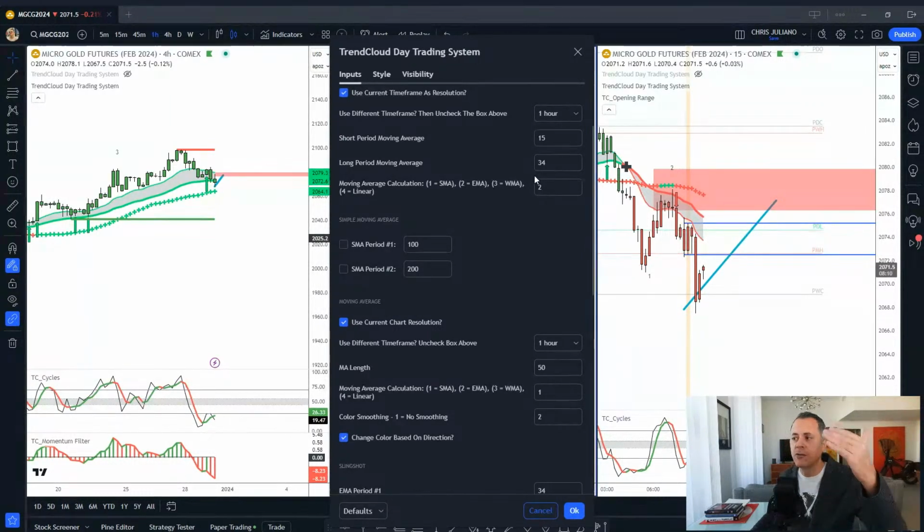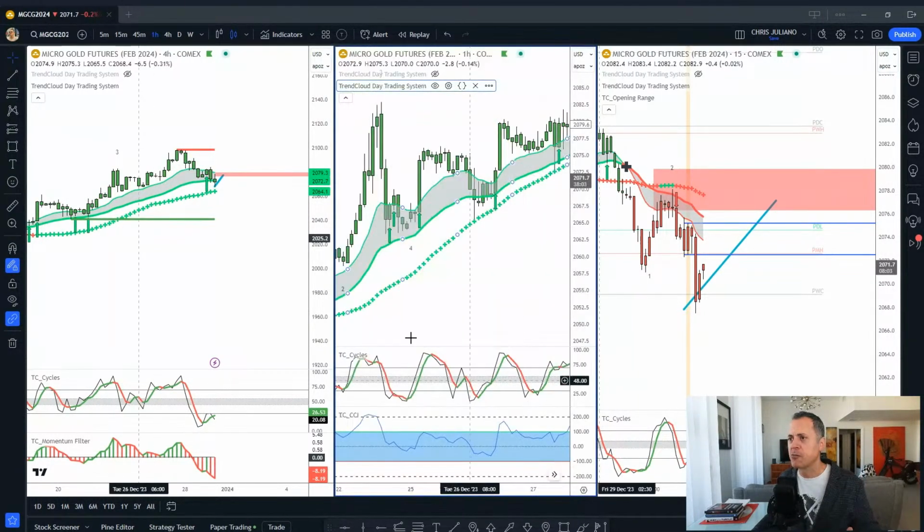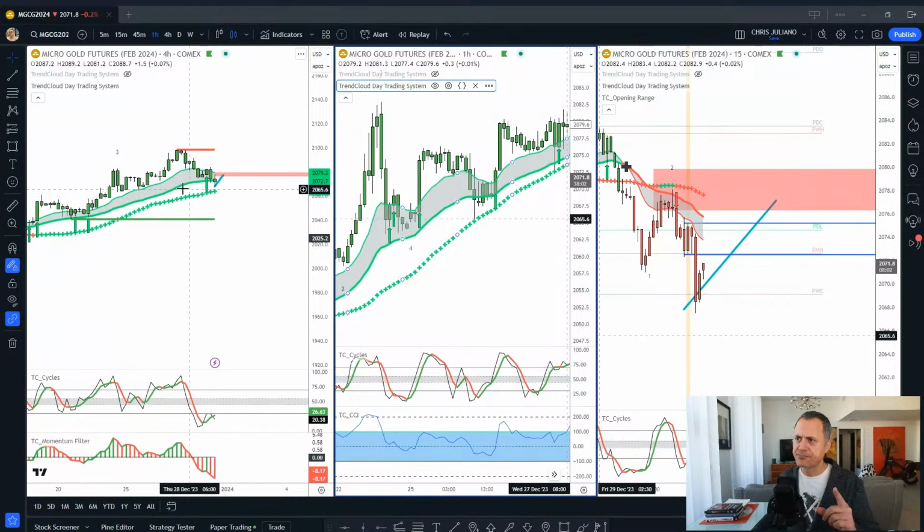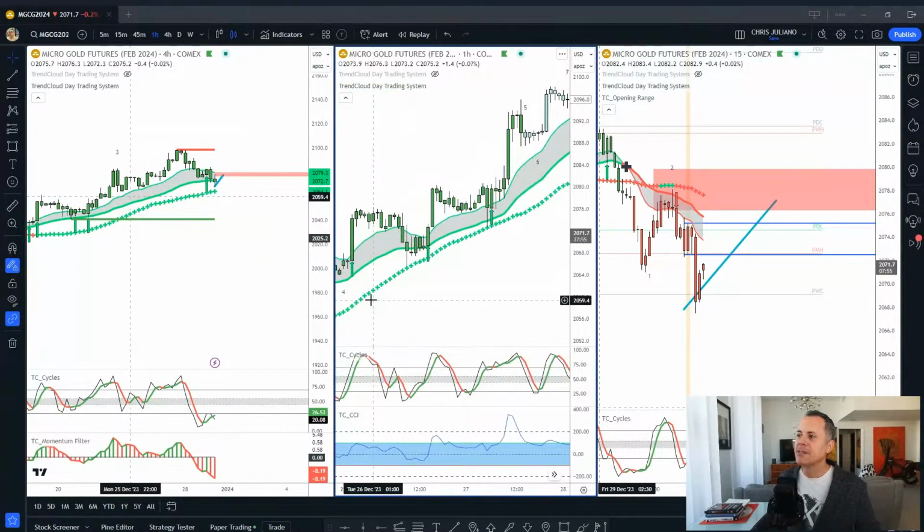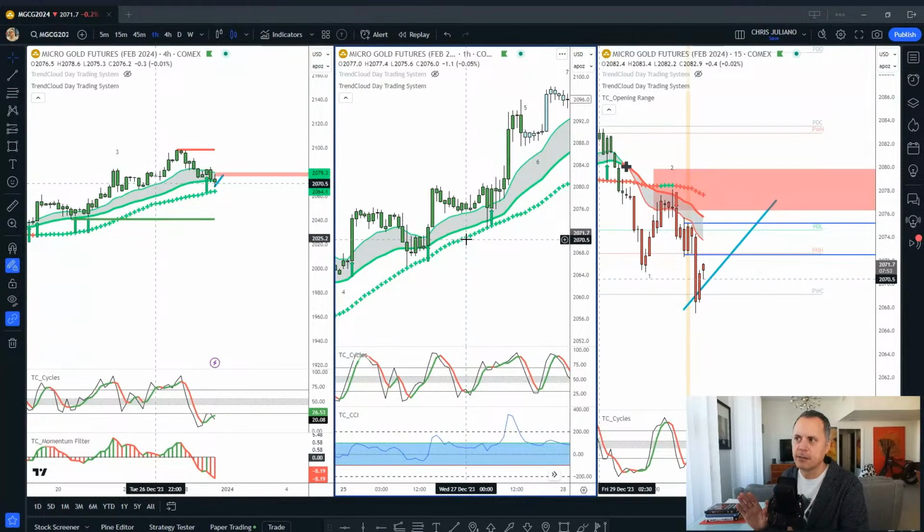Okay, and you can adjust this to whatever you're using, right? I make everything adjustable, but the 15 and the 34 make up the cloud. The 50 simple, that's the line in the sand between up and down. Okay. You got it. Good.